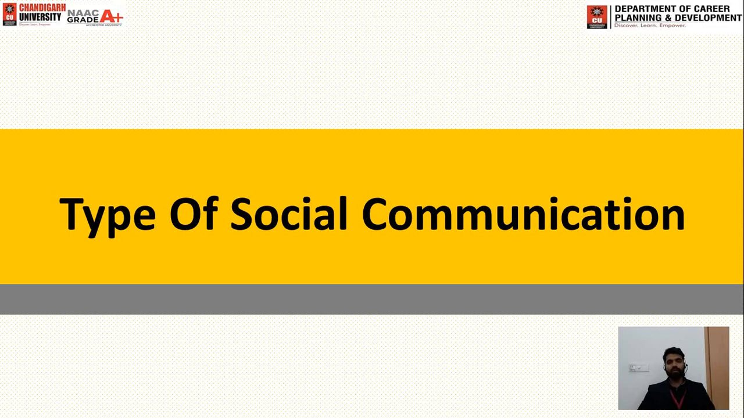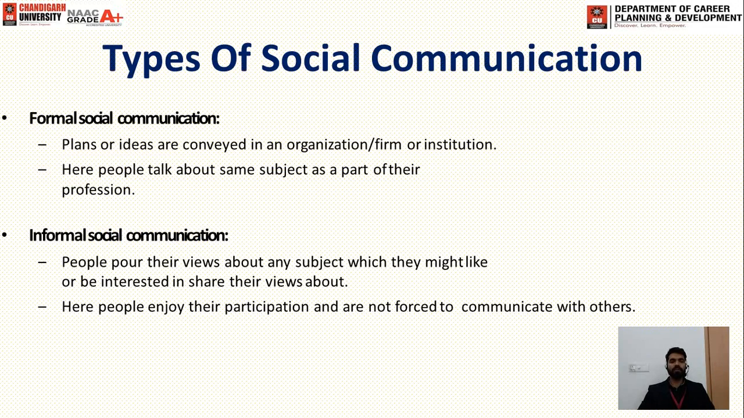Now there are two types of social communication. One is formal social communication and the other is informal social communication. In formal social communication, plans or ideas are conveyed in an organization, firm or institution. Formal social communication basically deals with the organization or the workplace. They share their plans and ideas. Here people talk about the same subject as a part of their profession.